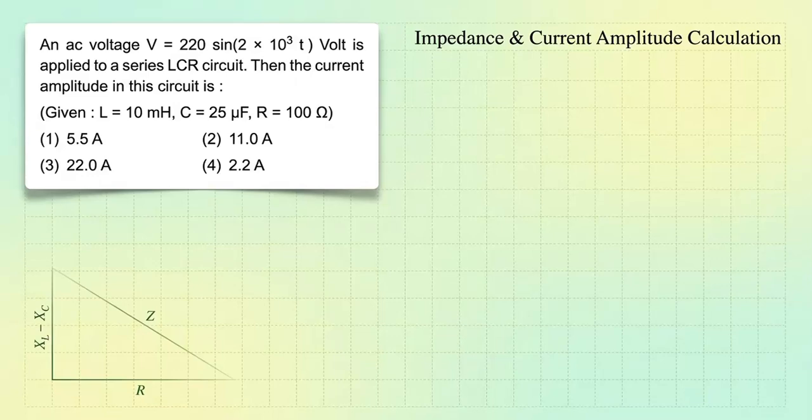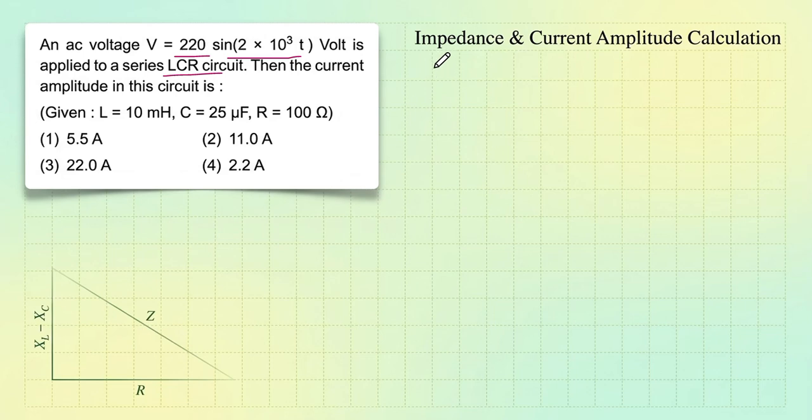Hello everyone. Look at this another easiest 4-mark question from Re-NEET 2026 Physics. The question is: an AC voltage V is equal to 200 sine 2 into 10 raised to 3 into t volt is applied to an LCR circuit, then the current is.